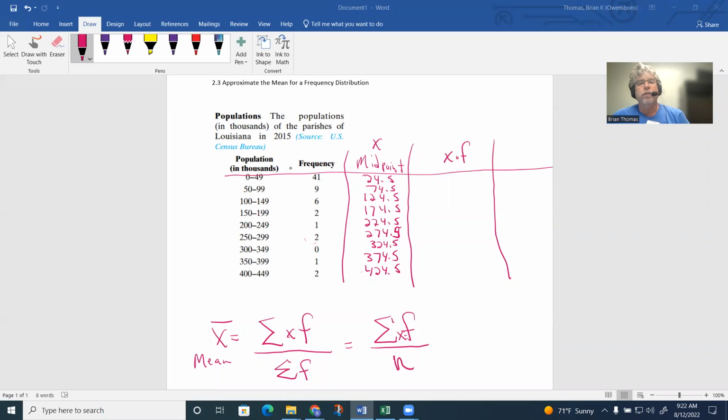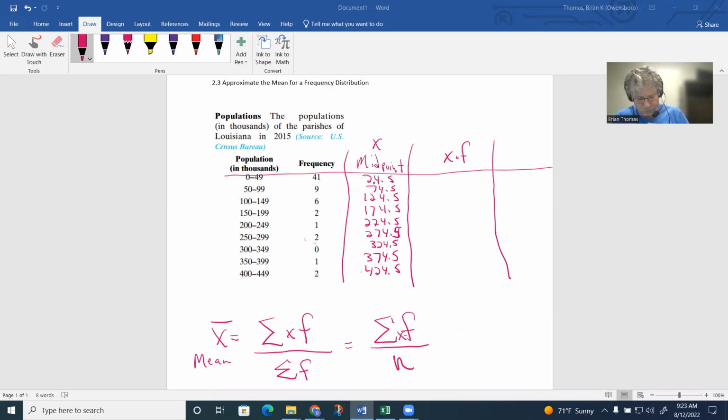Notice that 24.5 does look halfway between 0 and 49, and 74.5 does look halfway between 50 and 99. If I go way down to the bottom, 400 to 449, 424.5 looks like it's halfway. So those are our midpoints. Again, to find the mean, I have to do the summation of the products of the frequencies and the midpoints. So I have to multiply the midpoints and the frequencies together, starting with 24.5 times 41.